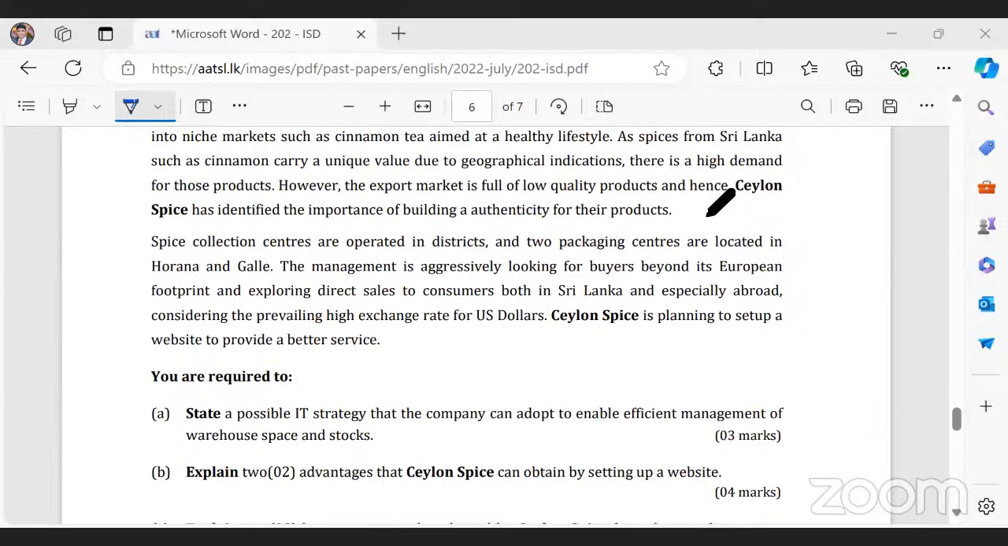Warehouse space and stock. Now, Ceylon Spice can use intelligent technologies. They can use many new technologies like barcode systems and RFID in warehouse management, right? RFID means radio frequency identification, which is an alternative to barcodes. Barcodes we can't use in all locations and all situations. Radio frequency means that by keeping a certain distance we can scan the RFID.